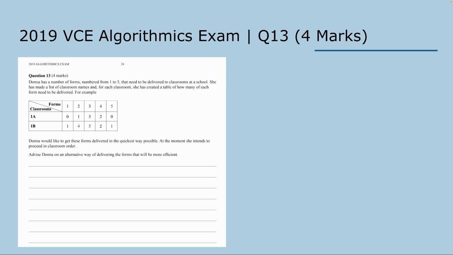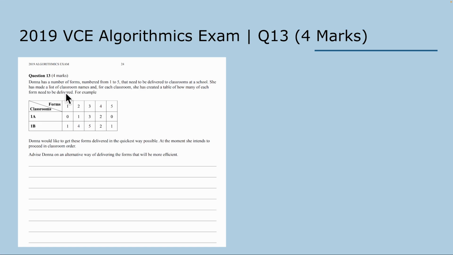And we have an example here. This is the 2019 VCE Algorithmics exam. And this was a very difficult question, apparently. The average mark was 1.4 out of 4, but I think you guys can do pretty well at this, considering the simulated annealing technique we've just discussed.